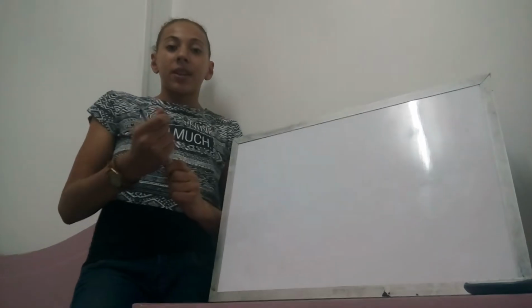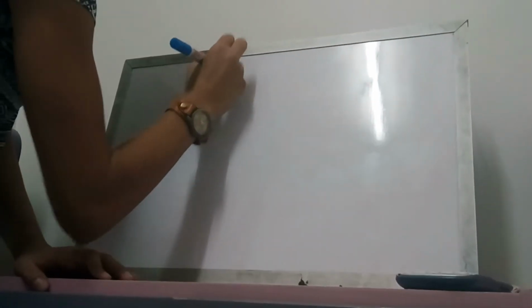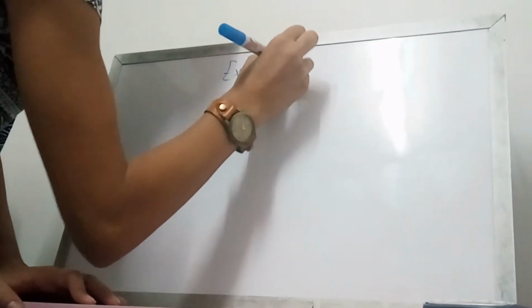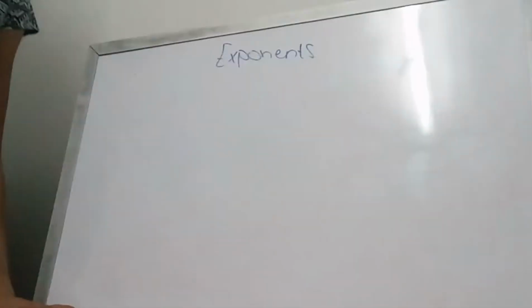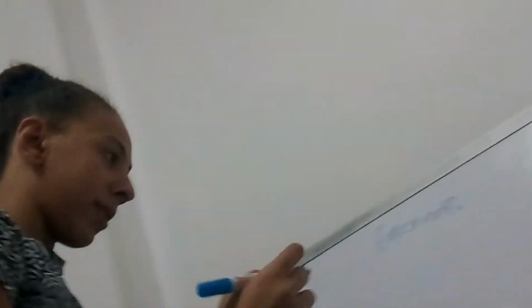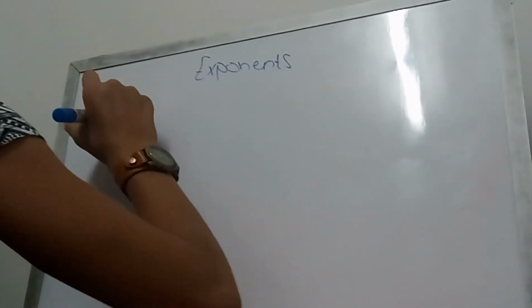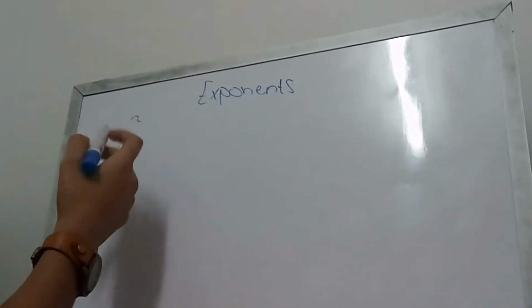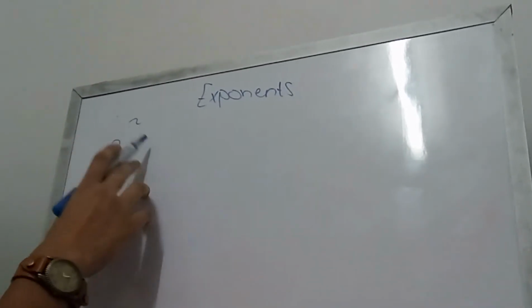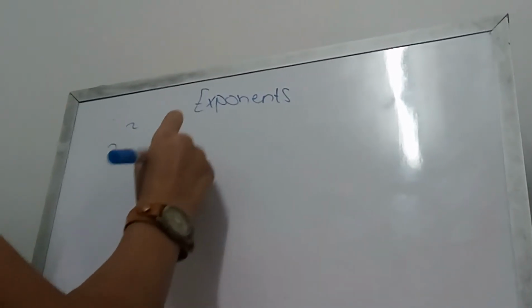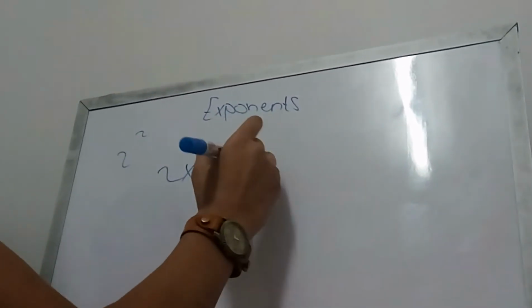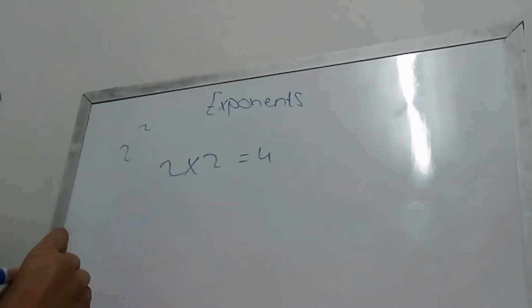Okay, today we'll talk about exponents. For example, what is 2 power 2? 2 power 2 means 2 times 2. Okay? So 2 times 2 equals 4.